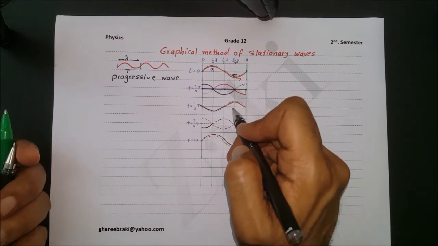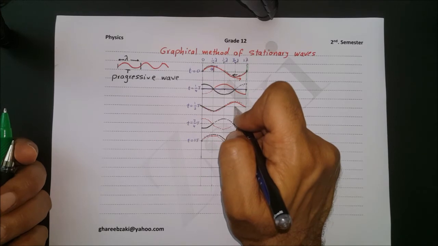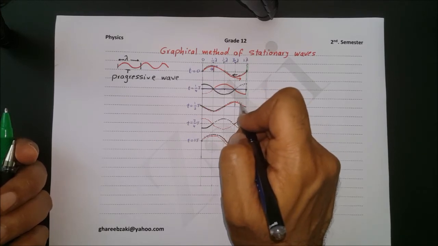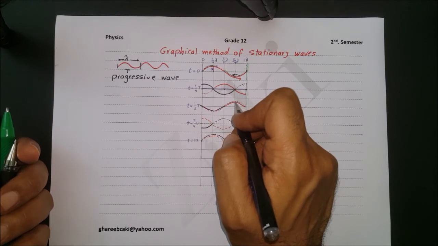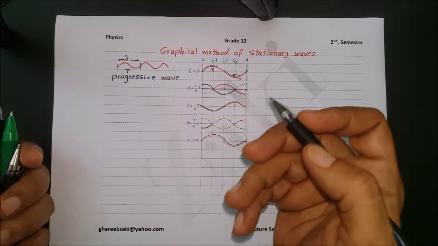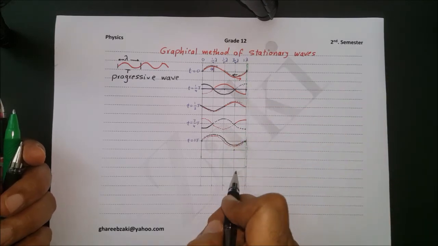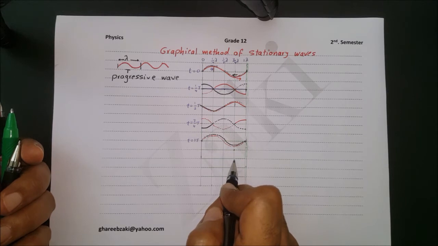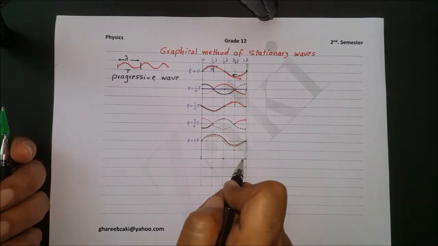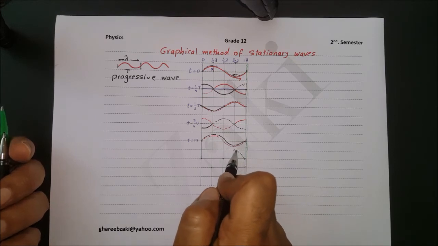After half time period, we have here amplitude A for the incident wave and amplitude A for the reflected wave. So the resultant is 2A. A plus A is 2A. Okay? So the resultant is 2A. So we will get this position.